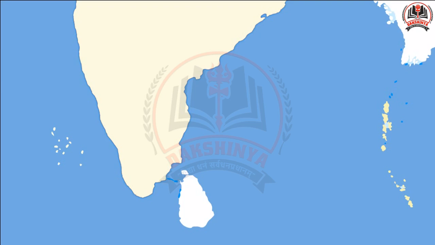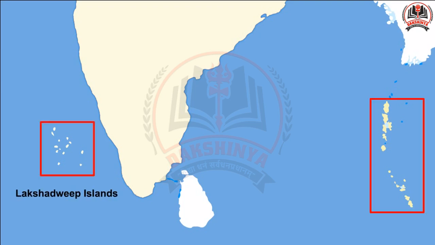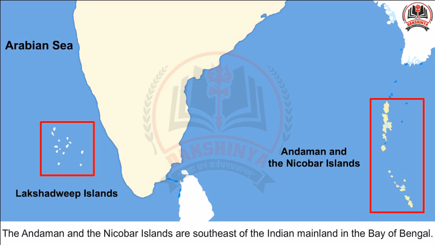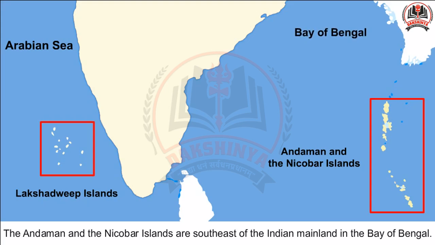India has 2 groups of islands: Lakshadweep Islands, and the Andaman and the Nicobar Islands. Lakshadweep Islands are in the Arabian Sea. The Andaman and the Nicobar Islands are southeast of the Indian mainland in the Bay of Bengal.